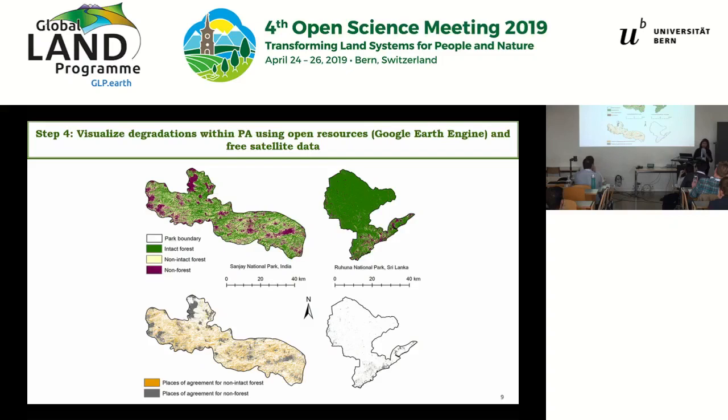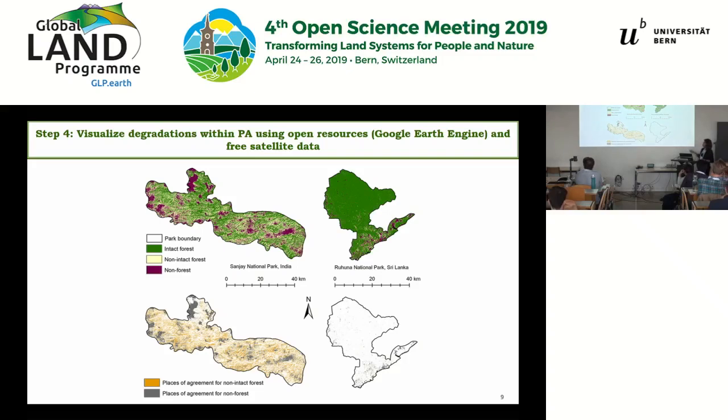Now, the last part of our study is to visualize degradation within protected areas. However, since we know landscapes are complicated, every landscape, every protected area, they are different. So what we are saying, do not settle for one method. Rather than that, you can identify different methods and then identify places of agreement or POA.